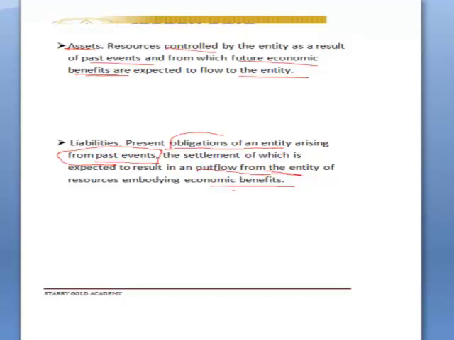Once again, assets are resources controlled by the entity as a result of past events and from which future economic benefits are expected to flow to the entity. Whereas liabilities are a present obligation of an entity arising from past events, the settlement of which is expected to result in an outflow from the entity of resources embodying economic benefits. So that is what liabilities are.